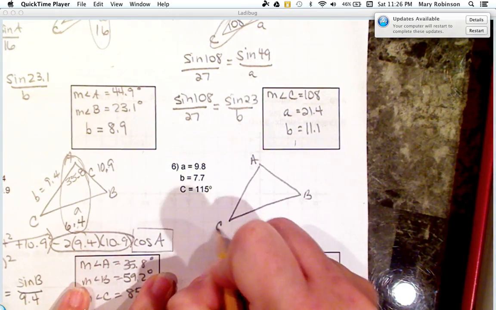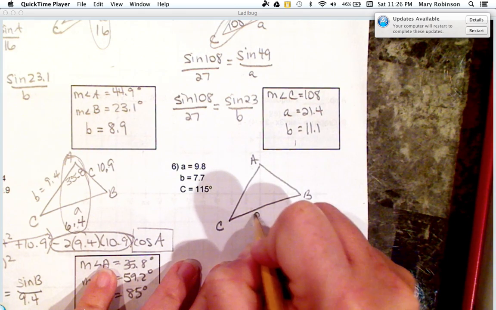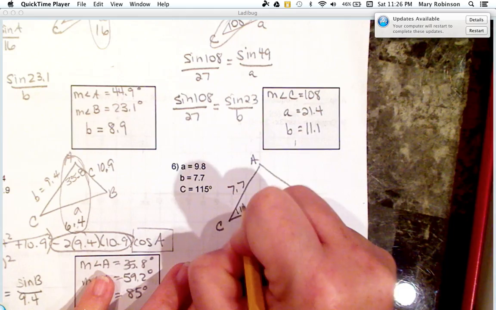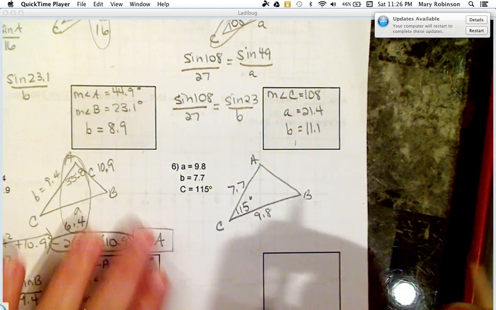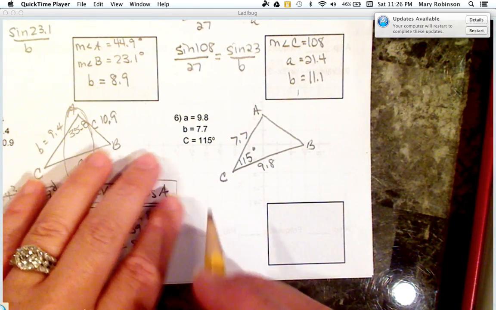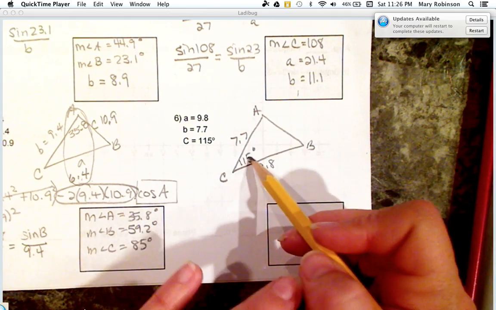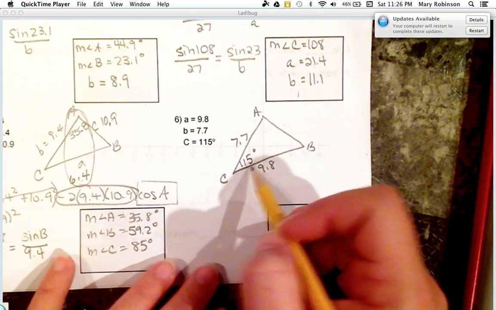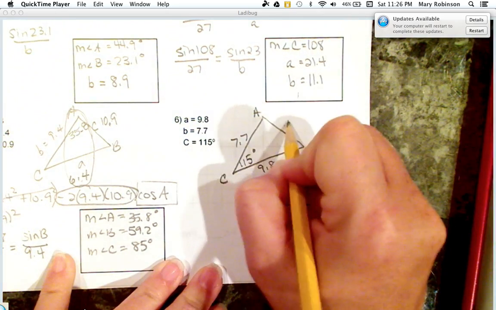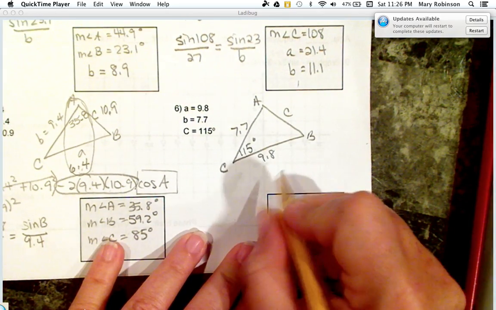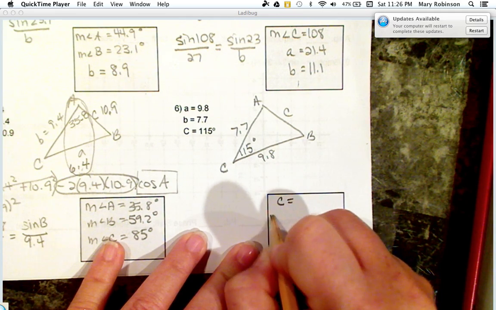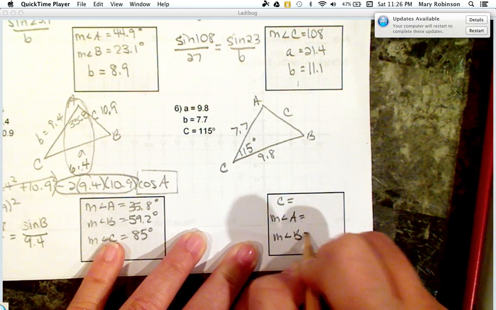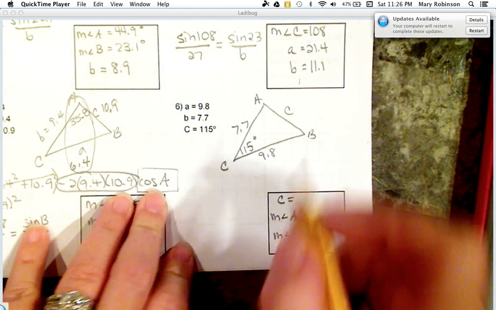A, B, C. So A is 9.8, B is 7.7, and C is 115 degrees. So here we're going to need to use law of cosines because we do not have the measure of the side opposite the given angle. So that means I want to find side C. So let's go ahead and indicate that we need side C. We need to find the measure of angle A and the measure of angle B. And I'm going to go ahead and use law of cosines.